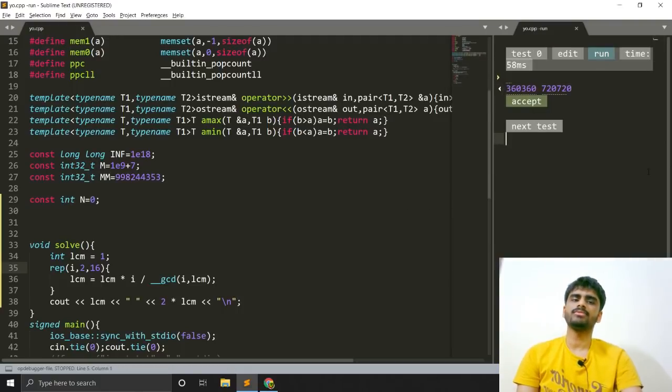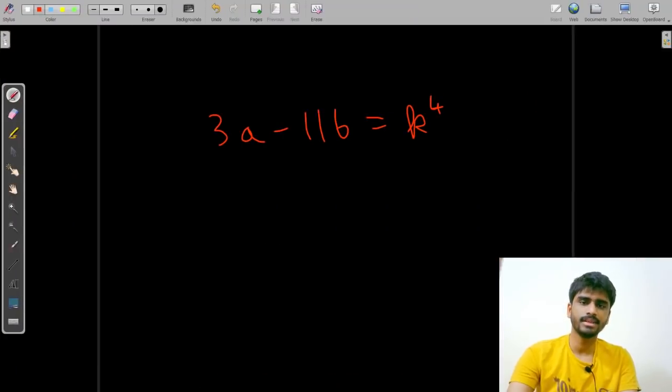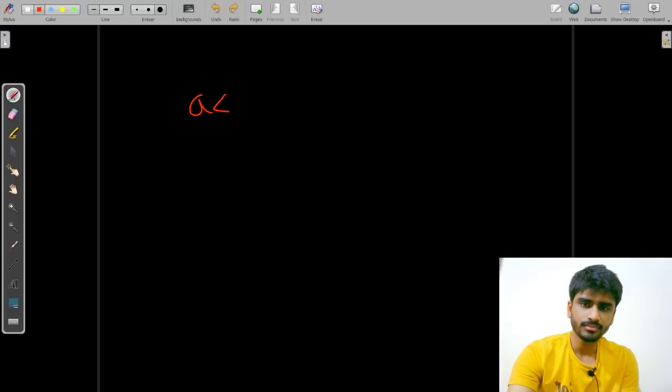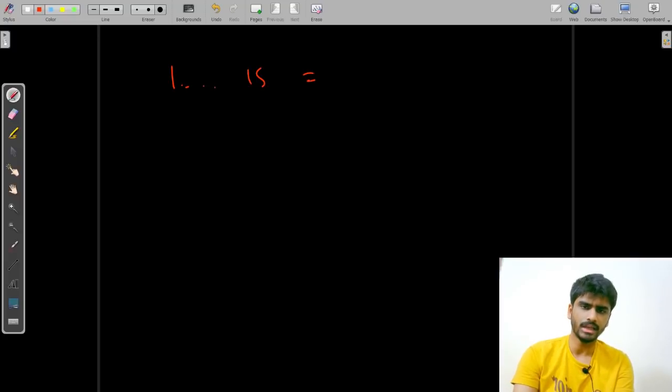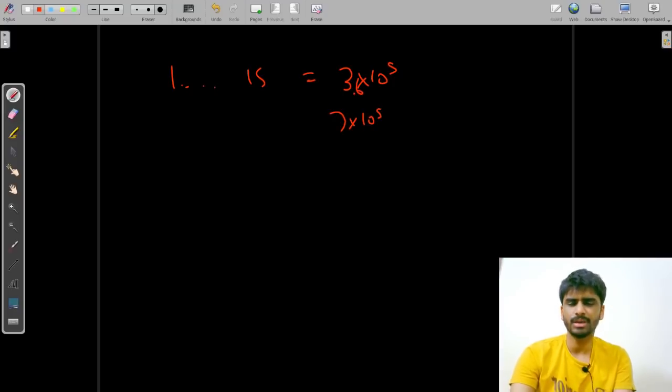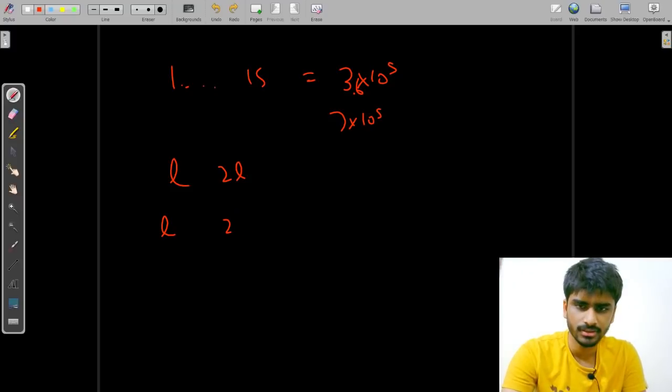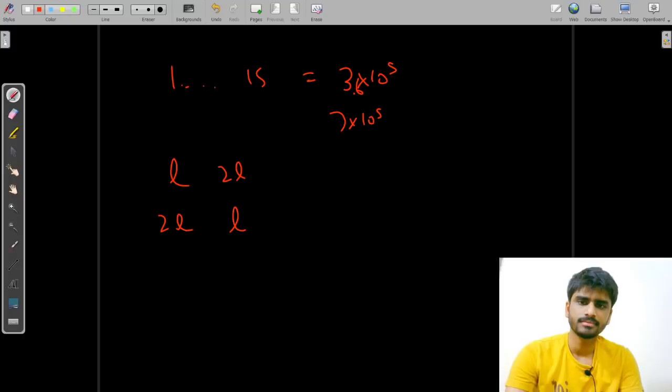Yeah, see, if we had the numbers from 1 till 15, we could have done this. I can think of one solution that could have worked till smaller or equal to 15. So the LCM of all the numbers from 1 till 15 is around 3 into 10 to the power 5, and its double is around 7 into 10 to the power 5. Right? Anyway, so we could have just taken a matrix with L, 2L, L, 2L, and so on. No. Would that have worked? No, that wouldn't have worked. Why did I even think of this? Yeah, that probably wouldn't work.